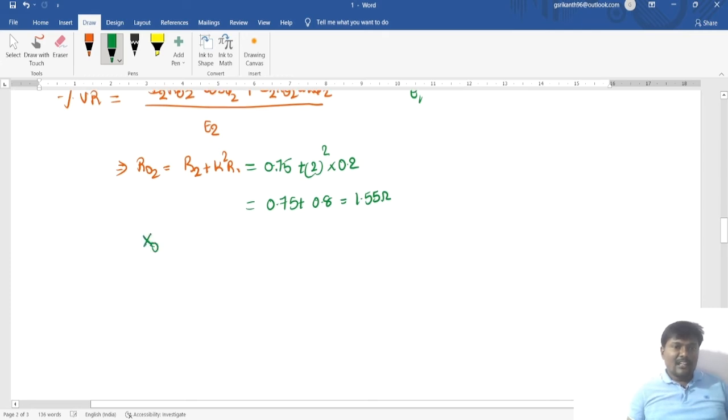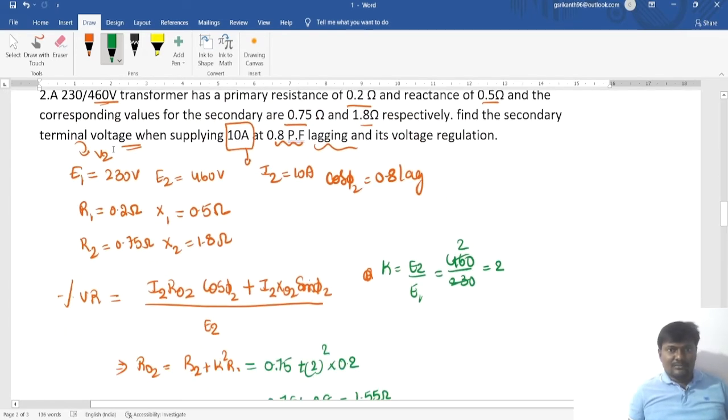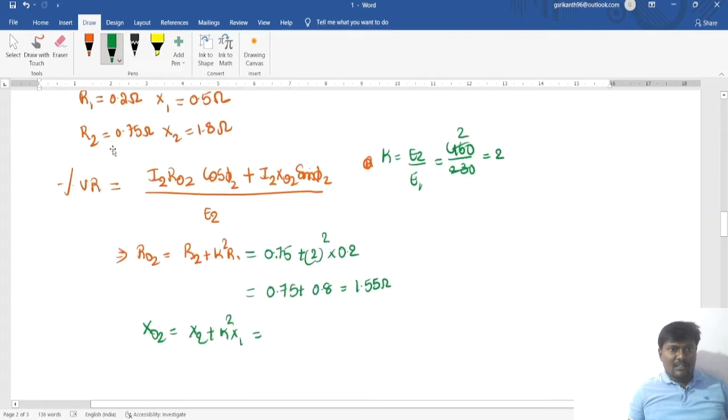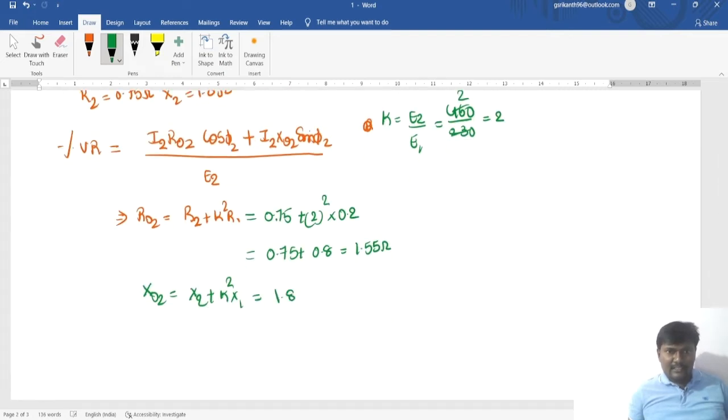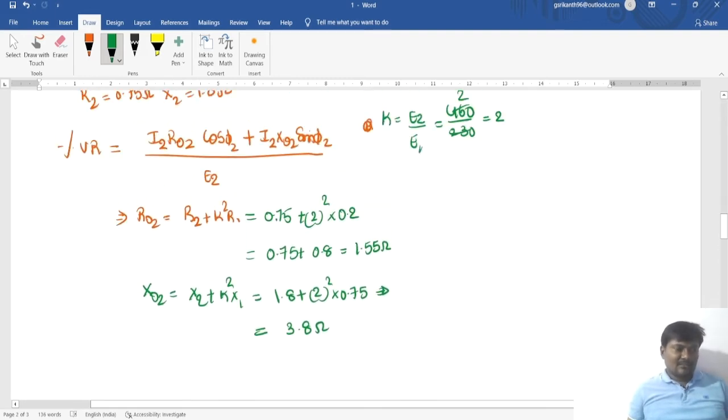And similarly you can calculate X02, which is equal to X2 plus K square times X1. What is the X2 value? The X2 value is 1.8 plus 2 whole square into 0.75. So 4 into 0.75. So finally I got it as 3.8 ohms. So 3.8 ohms.